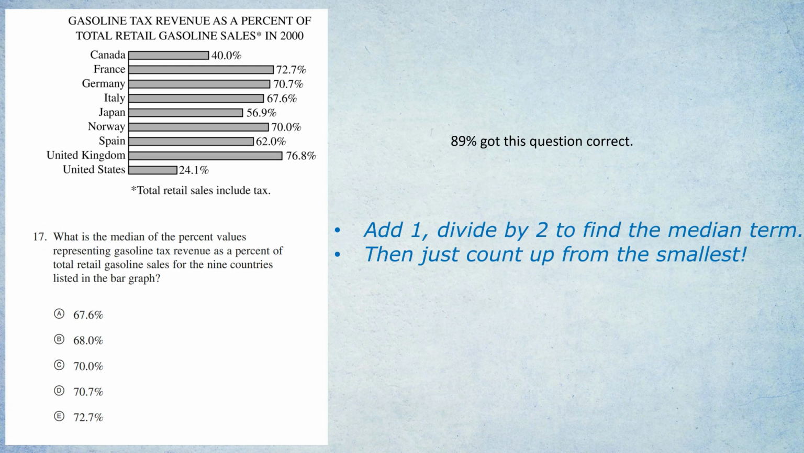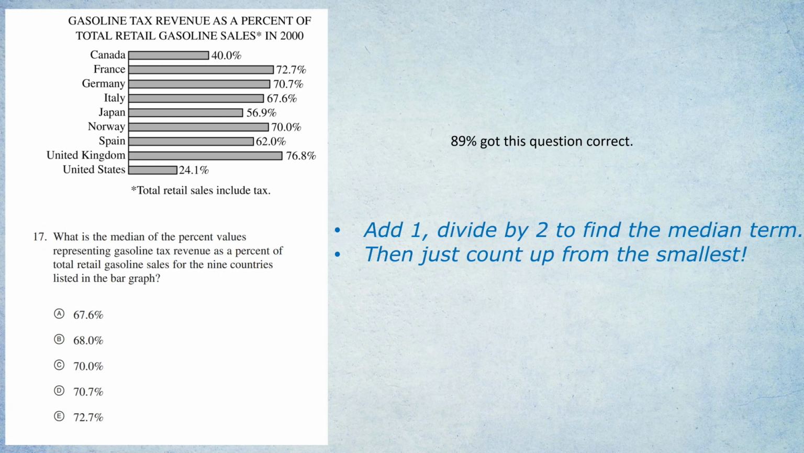It's a new question and it's about gasoline tax revenue. Again, all of these questions are official GRE questions. Don't be intimidated by all the data. We're just going to look for simple shortcuts. The question is, what is the median of the percent values representing gasoline tax revenue as a percent of total retail gasoline sales for the 9 countries listed in the bar graph? Sounds super complicated, right? They just want the median number in the list that you can see above.